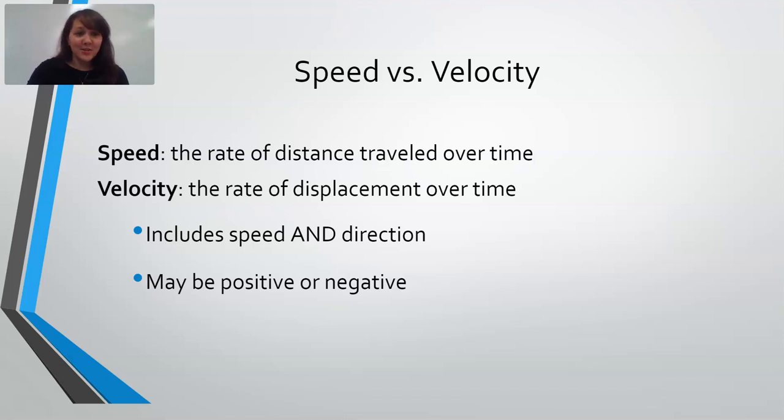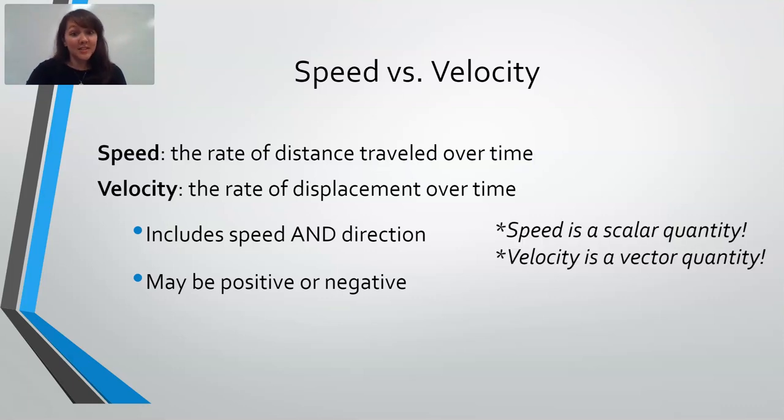Now it turns out alliteration is working pretty well for us here, because speed is a scalar because we're just looking for a measurement, some number of meters per second. We don't care about the direction, whereas velocity, we do care about direction, so velocity is a vector quantity. Speed's a scalar, velocity is a vector.